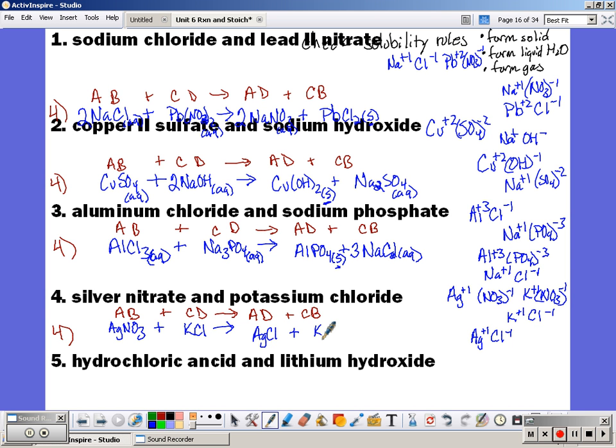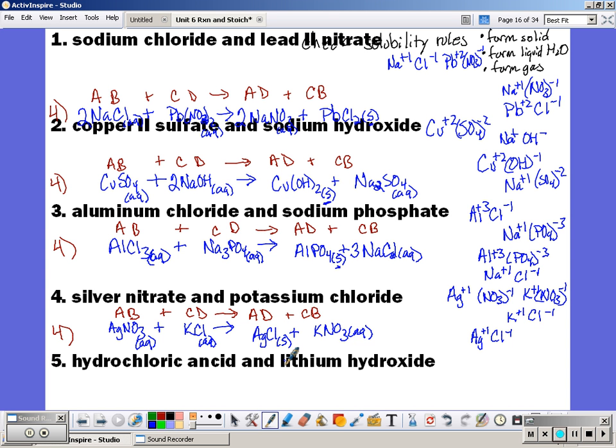I look at my solubility rules. Nitrates are always aqueous regardless of who they're with, so both of these would be aqueous. Chlorine is aqueous unless it's with silver, lead, or mercury. So with potassium it will remain aqueous, but with silver it's now a solid. So this reaction did take place because we formed a solid. It also happens to be balanced.